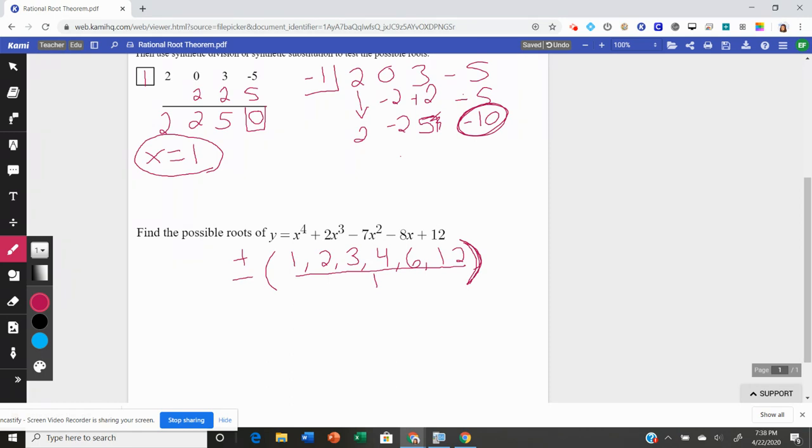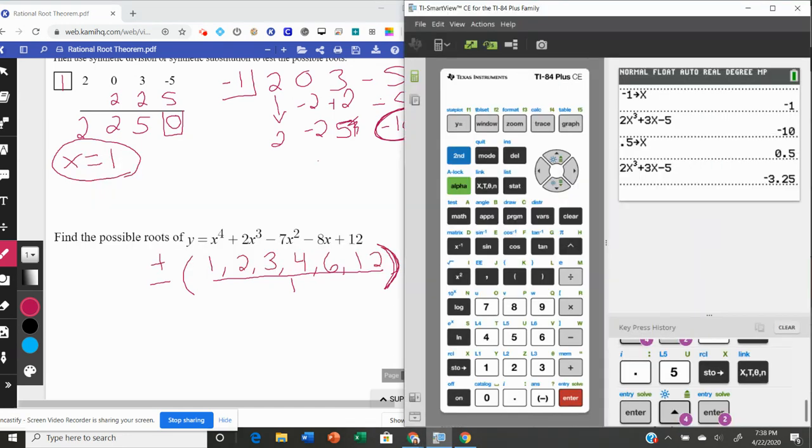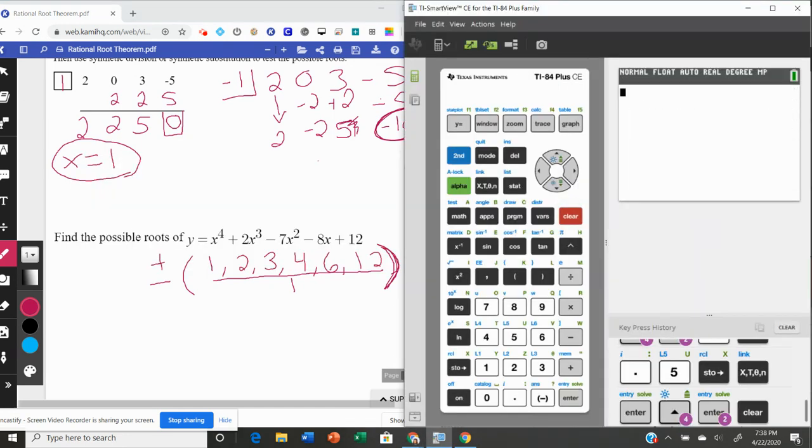So we'll go ahead, your choice, synthetic division or synthetic substitution. Go ahead and use whatever cheats you want from the calculator. I'm actually going to scooch straight to that calculator. Let's clear this out. Let's test 1. I'm going to store that as my x. And let's type in our equation.